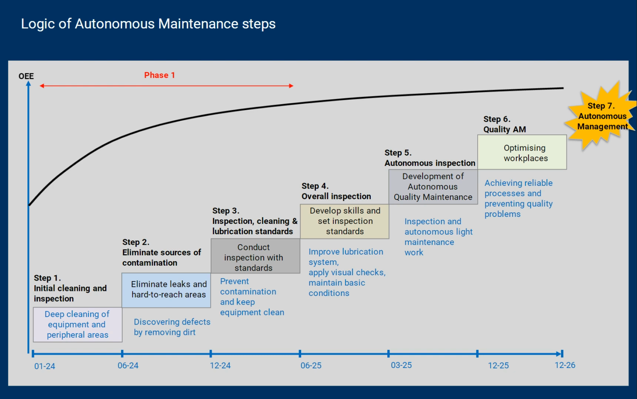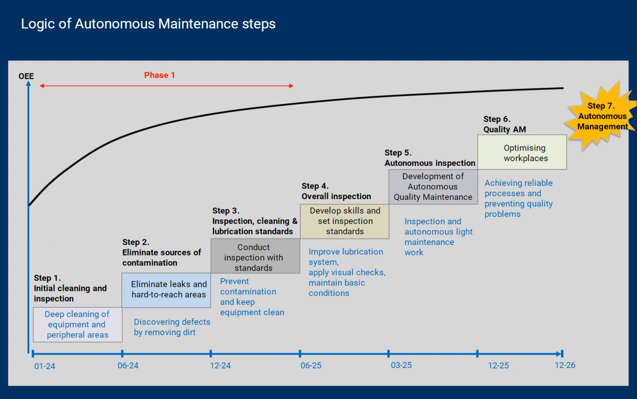Step 1. Initial cleaning and inspection. The main objective of the first step, called initial cleaning and inspection, is to thoroughly clean the equipment and detect as many anomalies as possible. This involves taking corrective measures to address the identified anomalies and ensure optimal equipment operation.